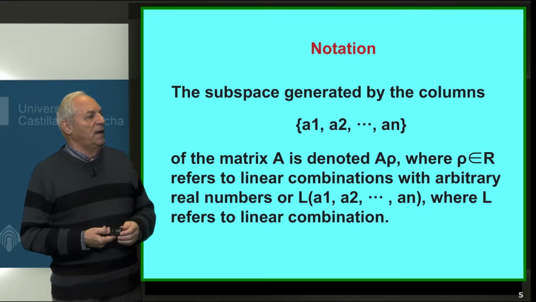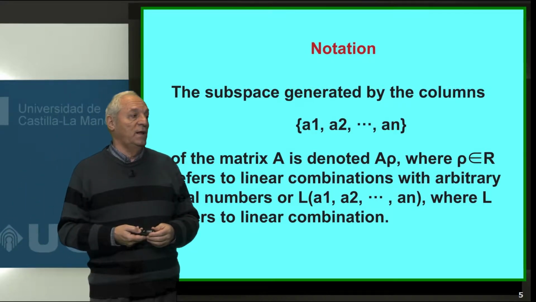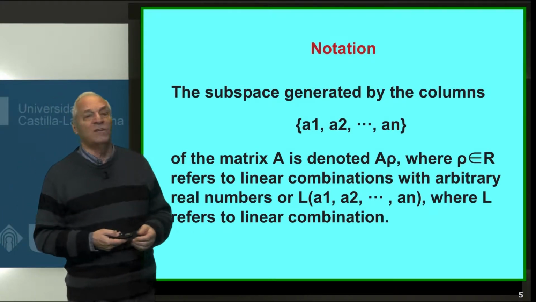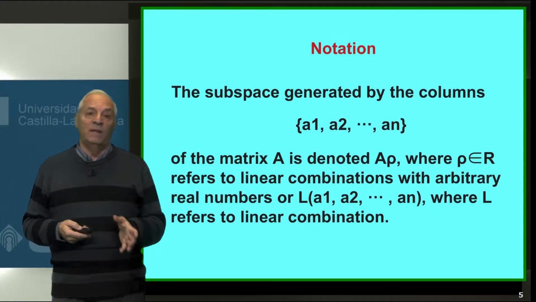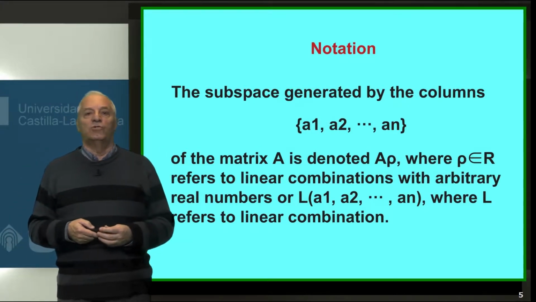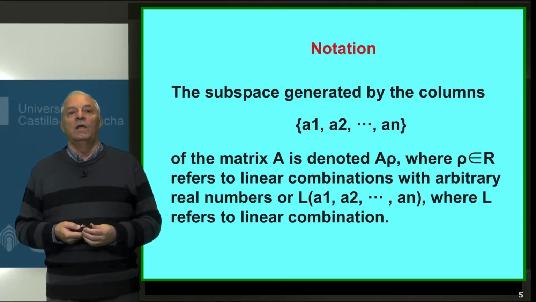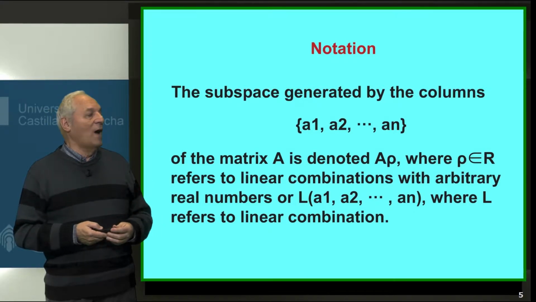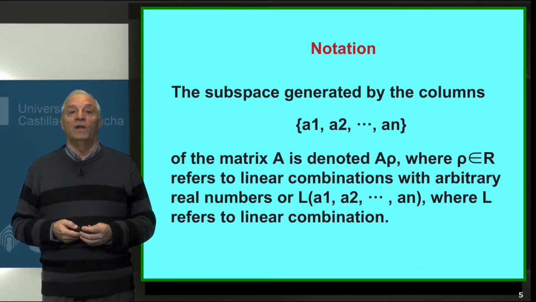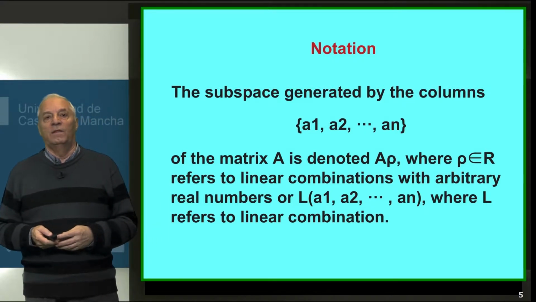The subspace generated by the columns A1, A2, An, of a matrix A, will be denoted as A rho. A is a matrix, and rho is a Greek letter, which we will use to refer to real numbers. Then, the set A rho is the set formed by all possible linear combinations of the columns of that matrix A, and rho 1, rho 2, rho n are the coefficients. Then A rho represents a linear subspace.